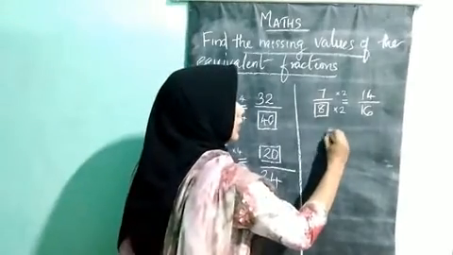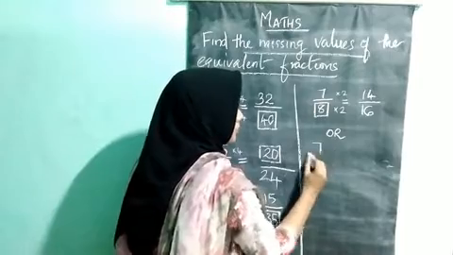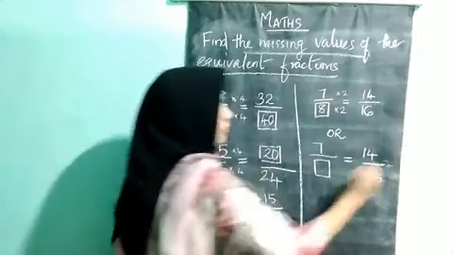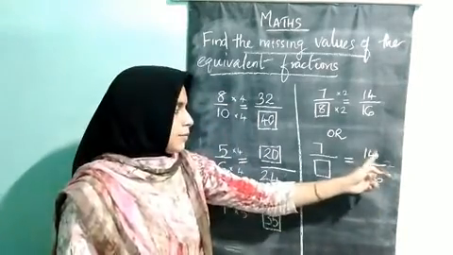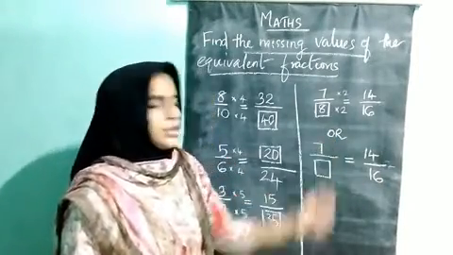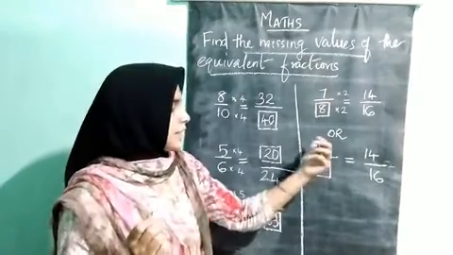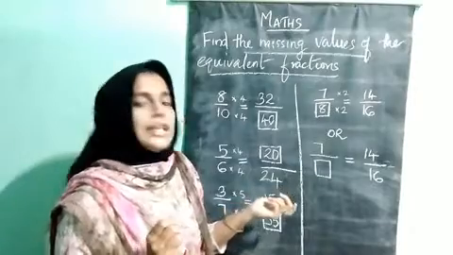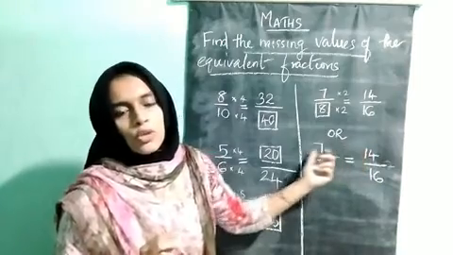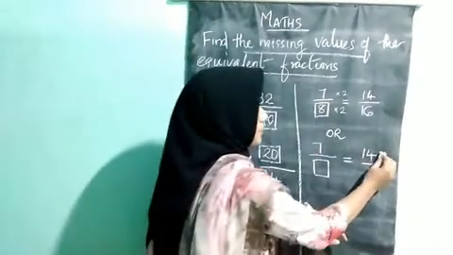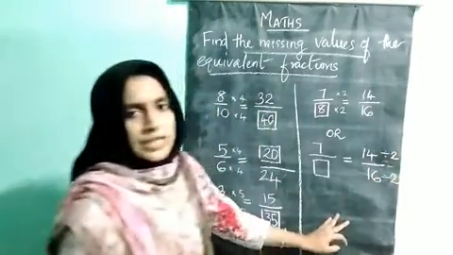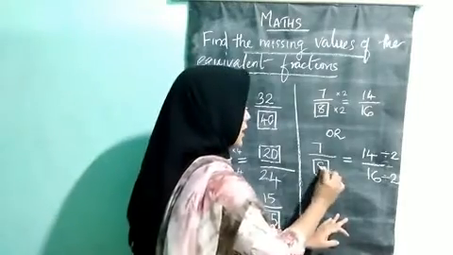Or we can find in another method, that is, 14 is the large number and 7 is the small number. So 14 divided by 7 is 2. So from that it is clear, when you divide 14 with the 2, you will get 7. Same way, 16 divided with the 2, 8.